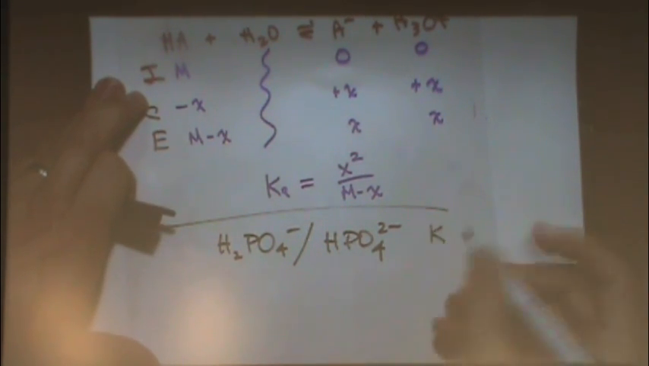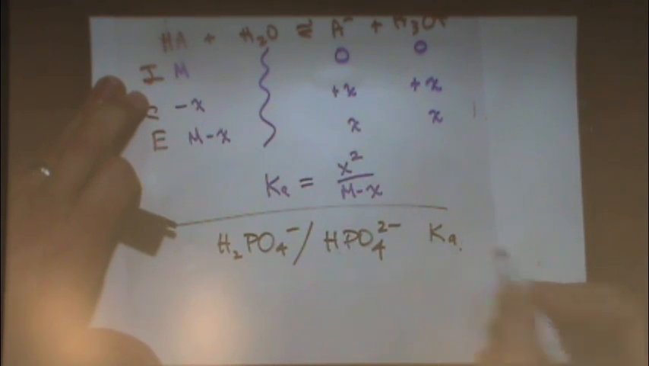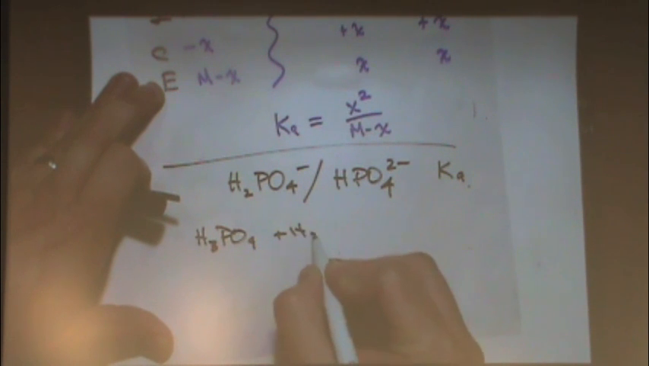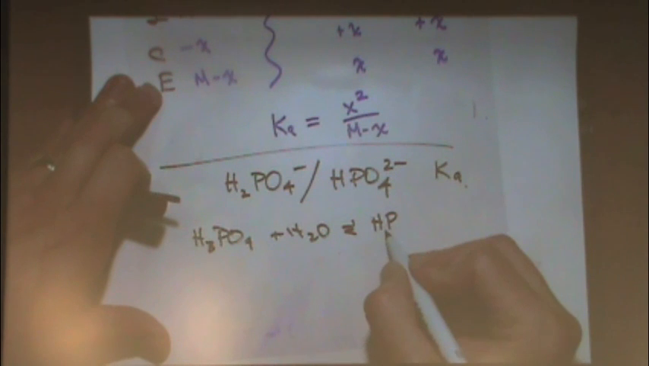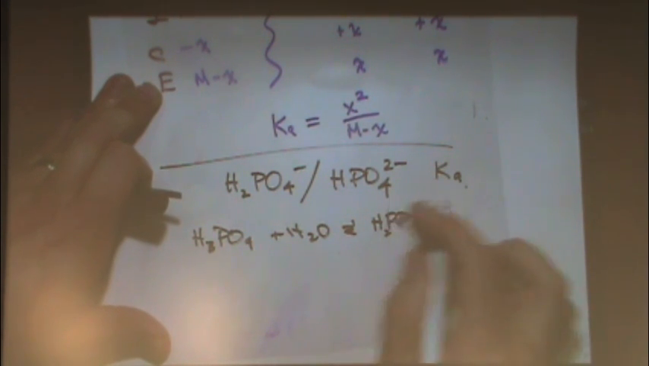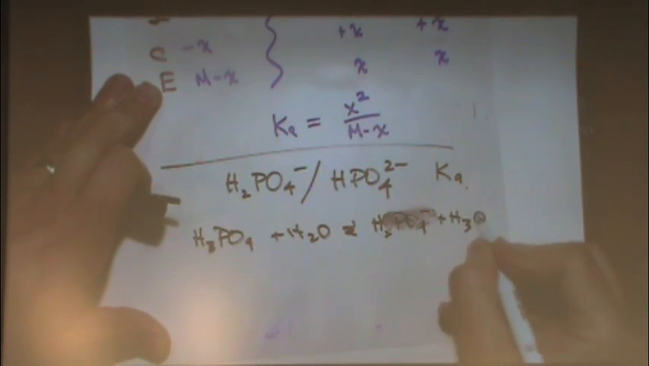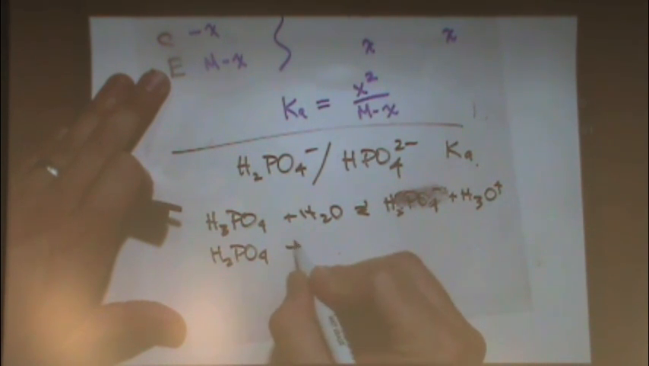Now, this goes along with it. Ka, what? Ka 1, 2, or 3 is your only choice. If you don't know, which it sounds like you don't, write these out. You would write out H2PO4 minus plus H3O plus, and then take the product and write it again as losing a proton.